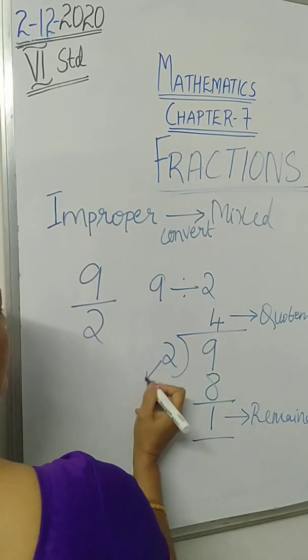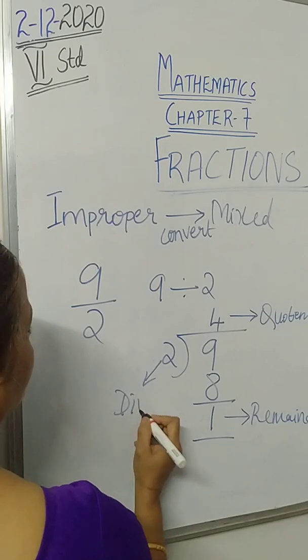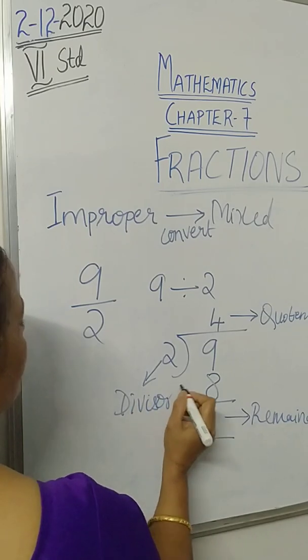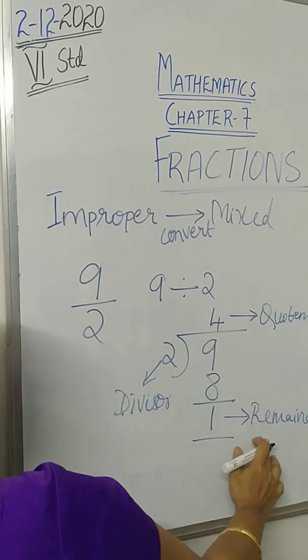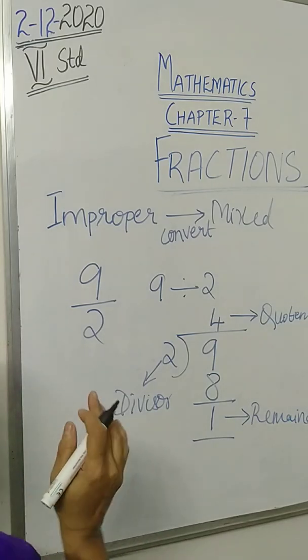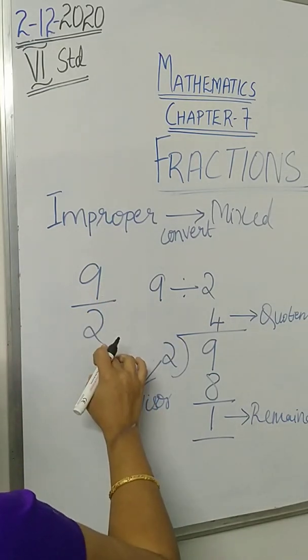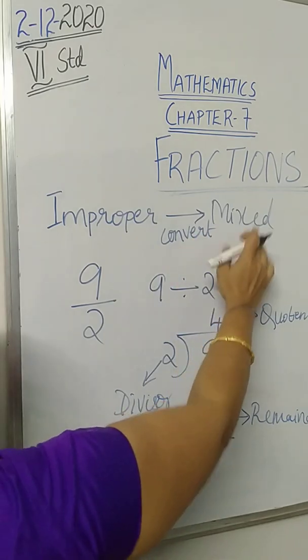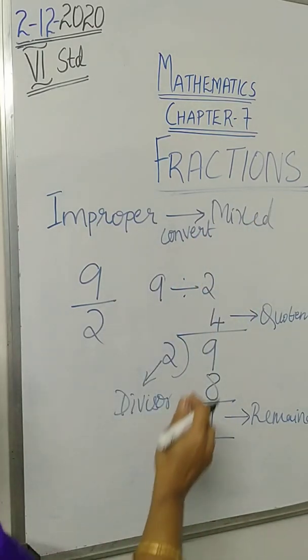And what is this? It is the divisor. Is it or not? So, quotient, remainder and divisor we have got. Now, this 9 by 2, which is an improper fraction, we will convert it into a mixed fraction. I will show you how to write it.